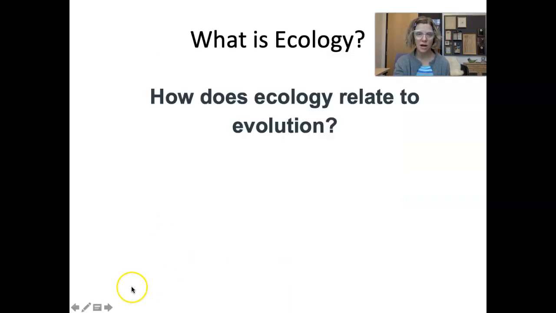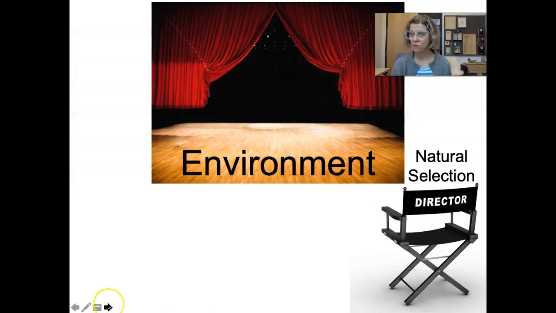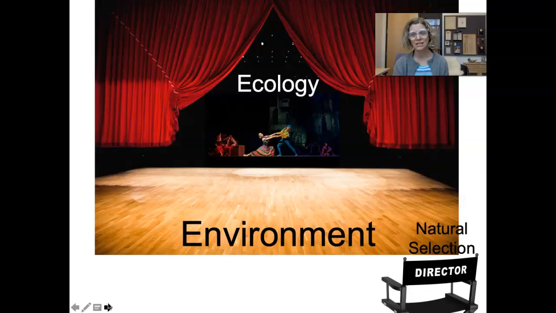The way that it is described in the book is to talk about how ecology relates to evolution. Well, if you think of a stage as being the environment, and the director of that performance is natural selection, then ecology is actually that performance. And so ecology is what we're watching in real time. Evolution sort of shaped what we're going to see. Natural selection was part of that direction. And the environment is really what we're seeing that performance take place in.